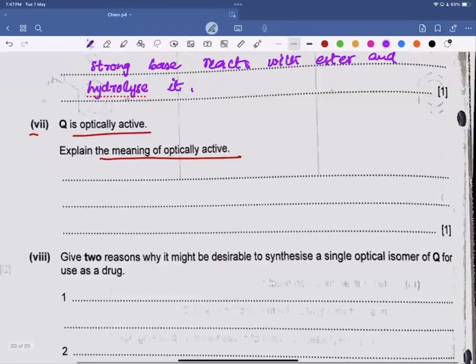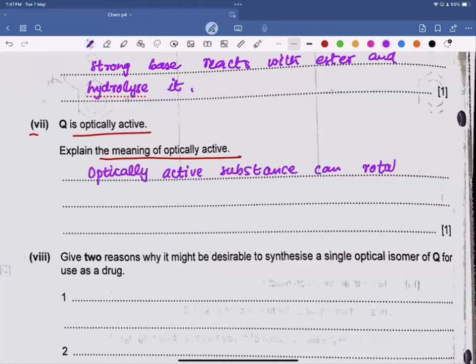So an optically active substance can rotate the plane polarized light.